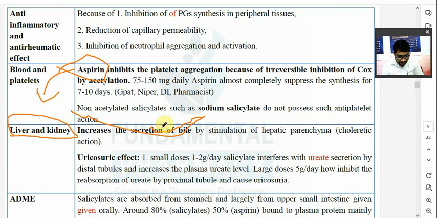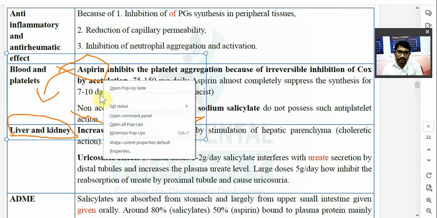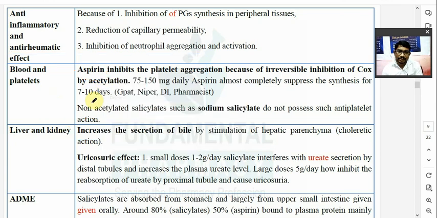And sorry for the inconvenience. In the liver and kidney, what is the action? Okay, so acetyl salicylic acid, meaning aspirin, is relatively insoluble in nature. That's why it has more potential to cause gastric irritation because it remains in an unionized form in the GIT, and the others are also weak acid drugs, but they are soluble in nature. That's why they have less potential. Liver and kidney, it increases the secretion of bile.